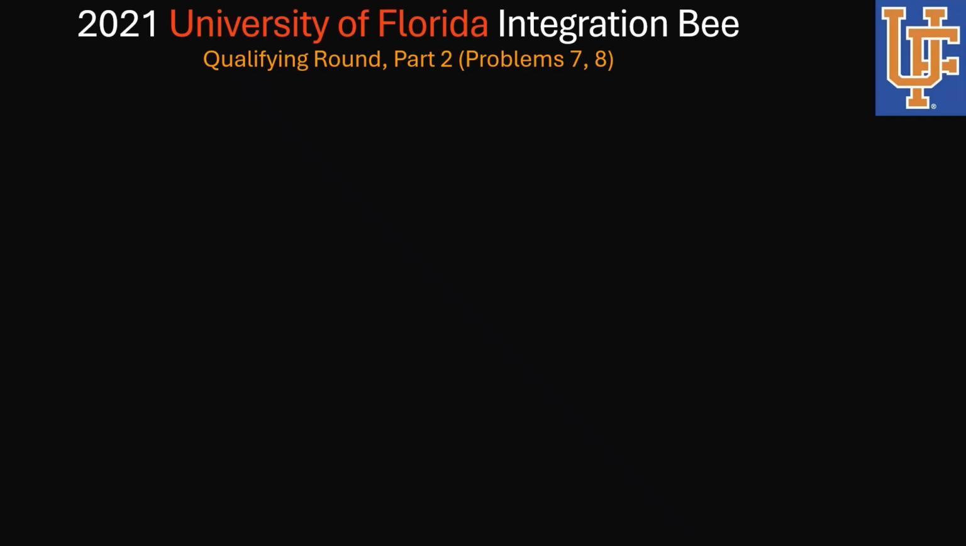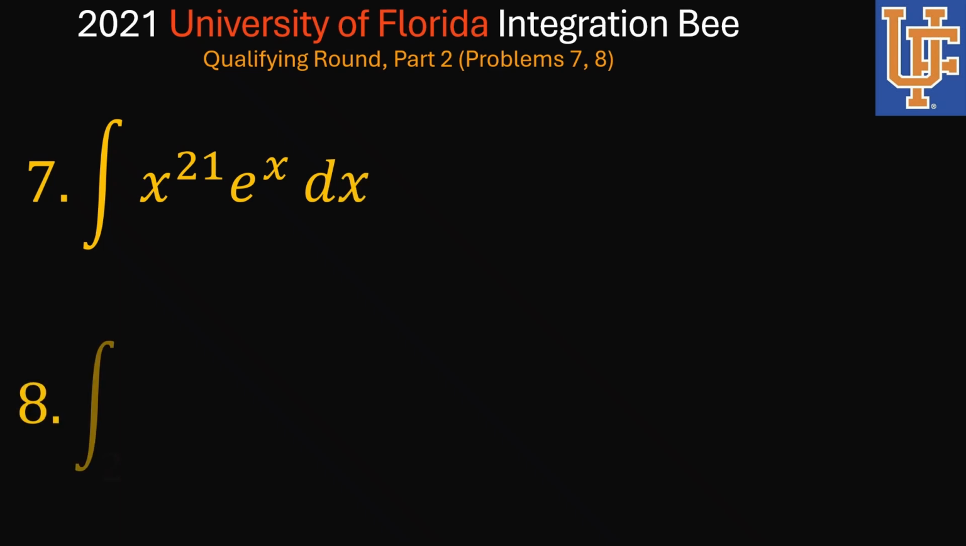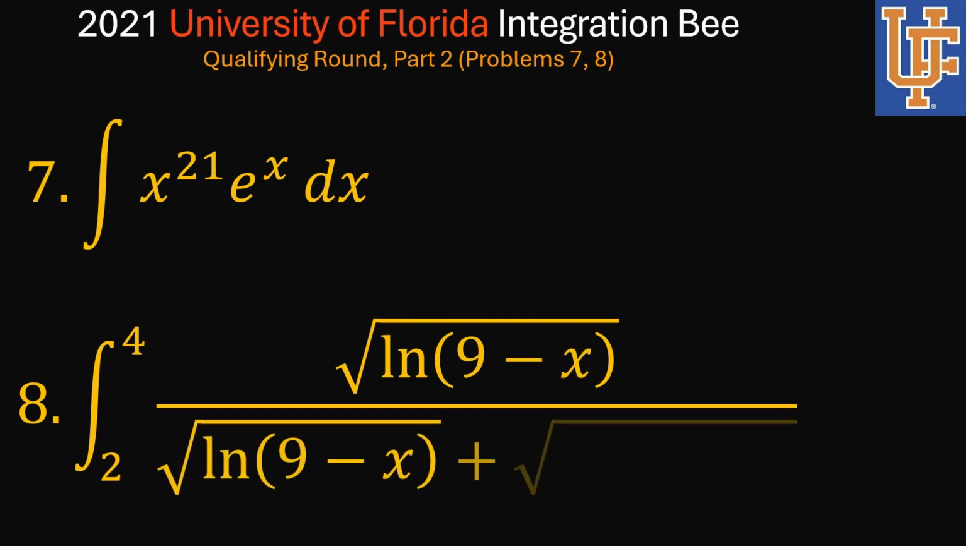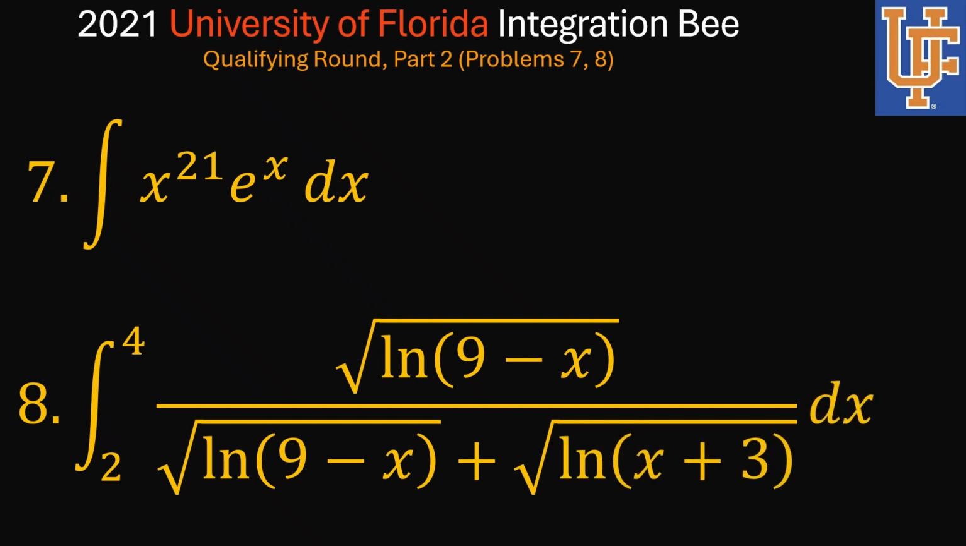Now today we are still on the 2021 University of Florida Integration B qualifying round. We move forward to part 2 where we look at problems 7 and 8. Problem 7 is the indefinite integral of x to the power 21 times e to the power x. Problem 8 is the definite integral from x equals 2 to x equals 4 of the square root of the natural logarithm of 9 minus x all over the square root of natural logarithm of 9 minus x plus the square root of natural logarithm of x plus 3. So these are very interesting problems.